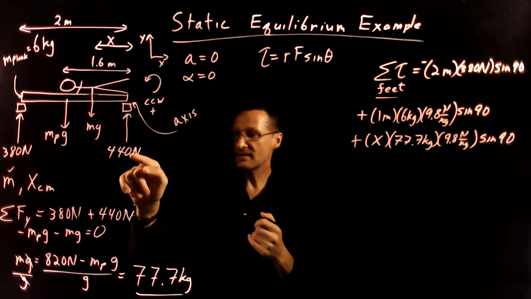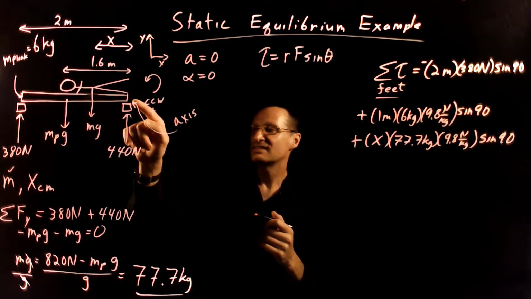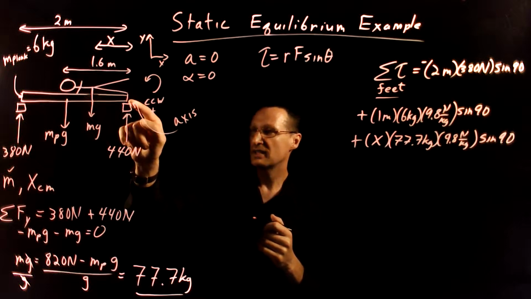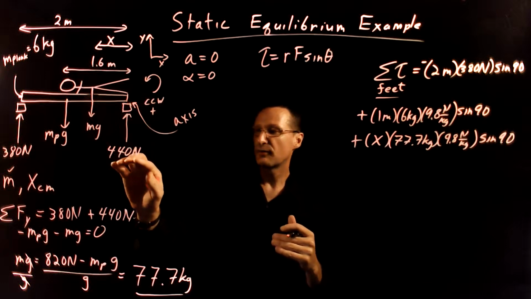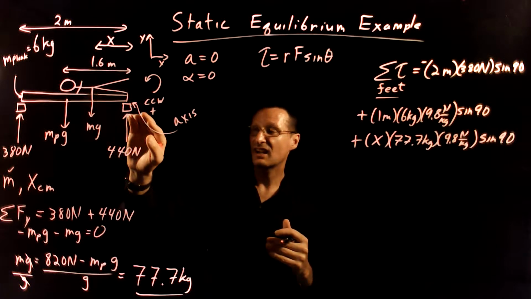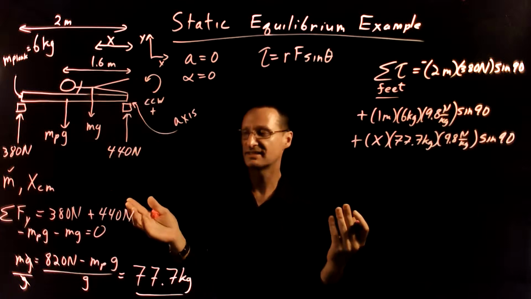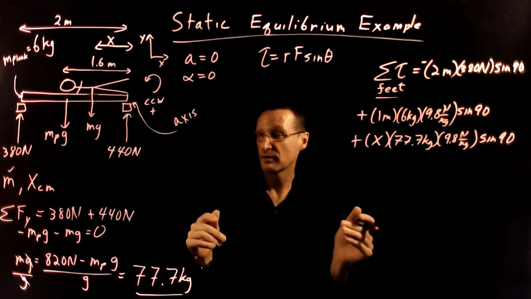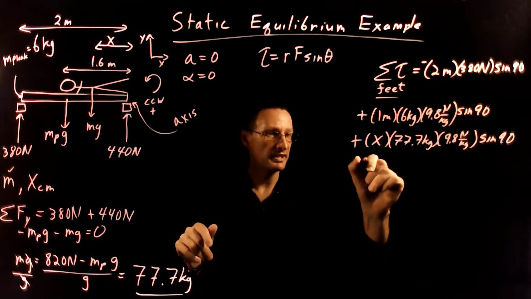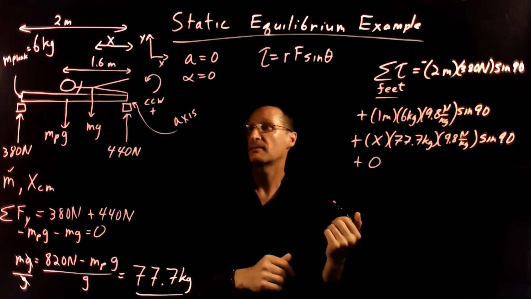And then my last torque is from this 440 Newton force. But because the R vector goes from here to here, R is 0. In other words, this 440 Newton force does not cause any change in rotation about that point. That makes sense. So the torque from that is 0. I'll just put plus 0 there, but you can leave it off if you want.